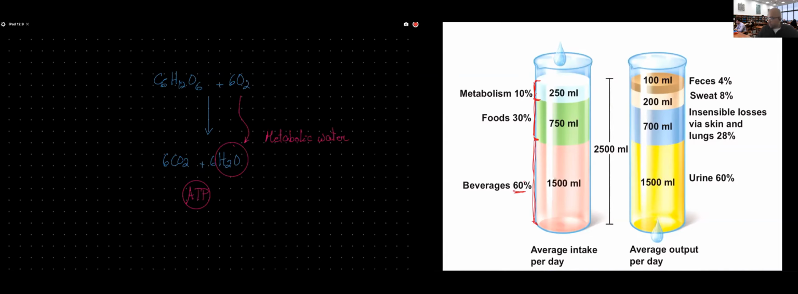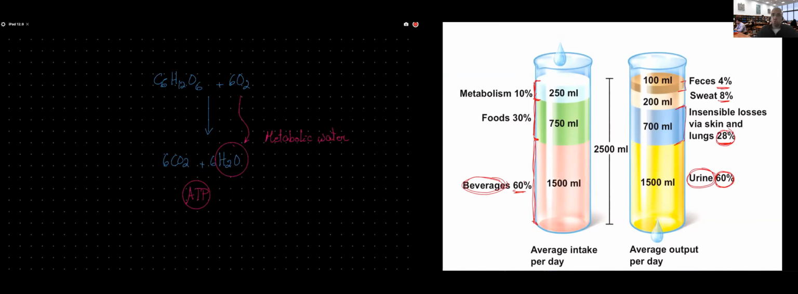Compared to the water output, around 4% is lost in feces, 8% in sweat. Insensible water loss through the lungs and skin is around 28% of the total water loss or water output, and urine represents around 60% of the total water output. So you see here, beverages are almost equal to the amount of urine that gets released.